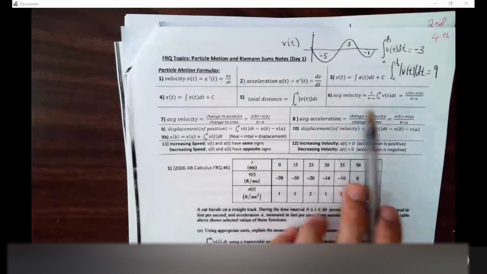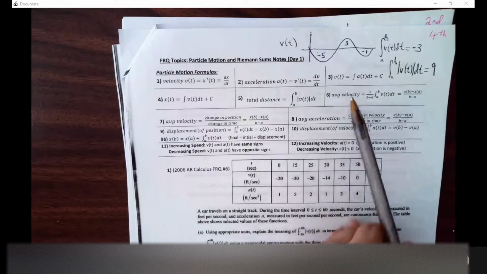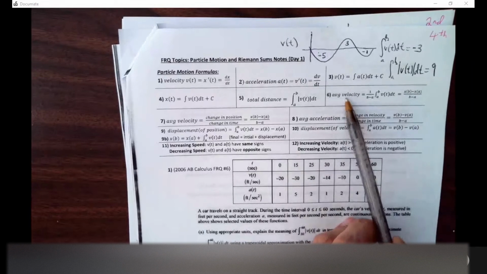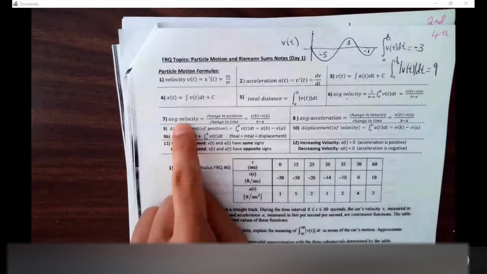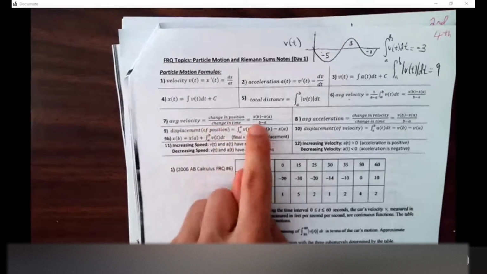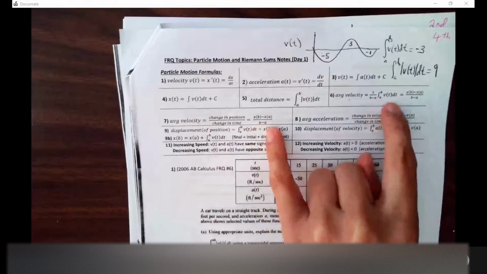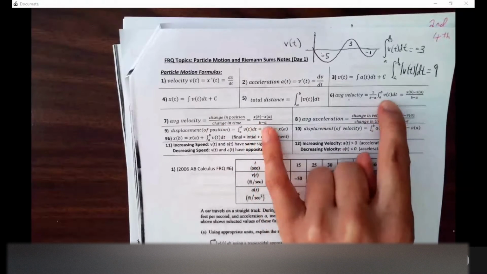Average velocity: if we're given the velocity function and asked to find the average velocity, we take the integral divided by the width. It's basically a reworking of the area formula of a rectangle. So this is basically the average value theorem. But sometimes you're also asked to find the average velocity given the position function, which is basically the slope of the position function. These look very different from each other, but they actually are the same thing.